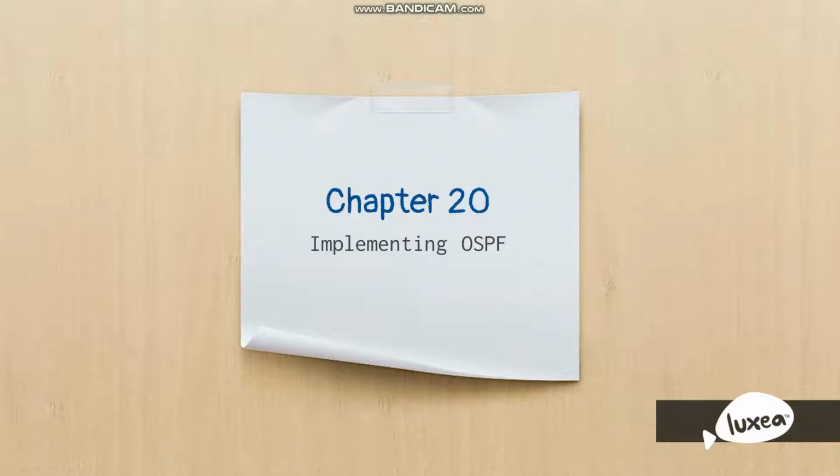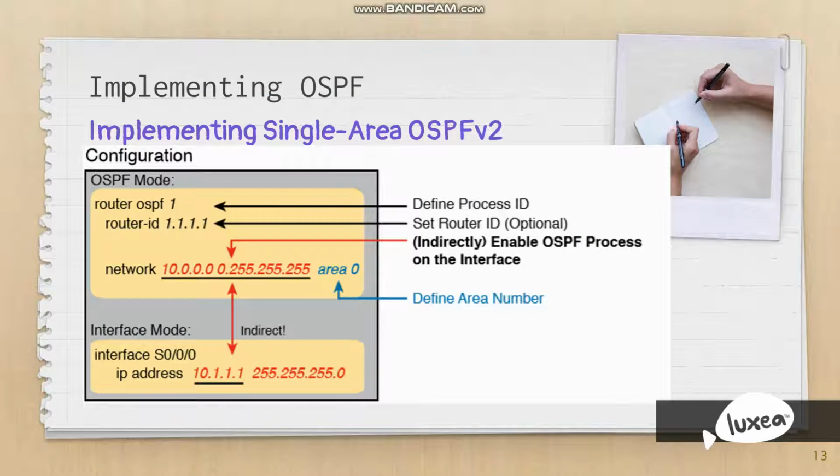Alright, chapter 20, implementing OSPF. Okay, implementing single area OSPF version 2. Look at this picture. It shows the relationship between the OSPF configuration commands. The configuration creates a routing process in one part of the configuration. It doesn't name the interfaces on which OSPF is enabled. So here, we see the defined process ID and the router, and the network IP address with the defined area number 2.